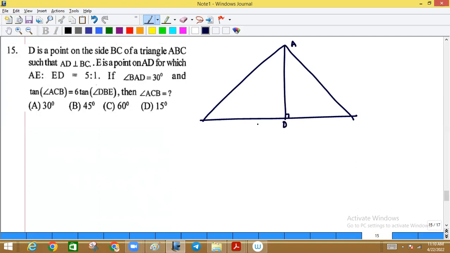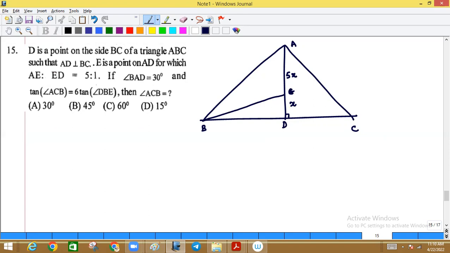A, D, B, C. Is that clear? E is the point on AD for which AE is to ED is what? 5 is to 1. Assume that AE is 5x. What is ED? 1x, that is x. This is E.